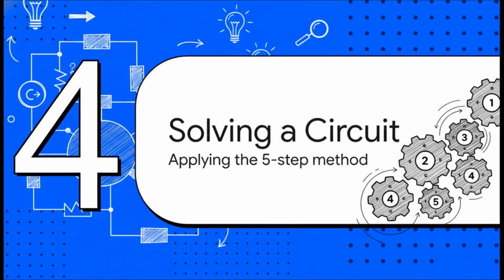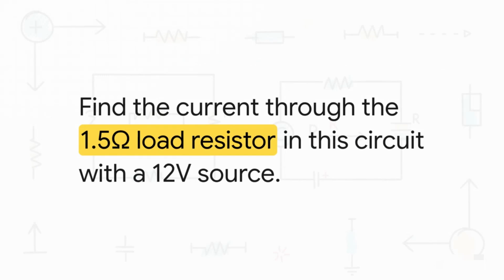Theory is great and all, but this stuff really clicks when you see it work. So let's take these 5 steps and put them to the test on an actual circuit. Okay, here's our circuit. We've got a 12-volt source, a couple of resistors, and our mission, should we choose to accept it, is to find the current flowing through that 1.5 ohm load resistor on the far right. Now, we could use something like mesh analysis, but let's see just how much easier Norton makes this.